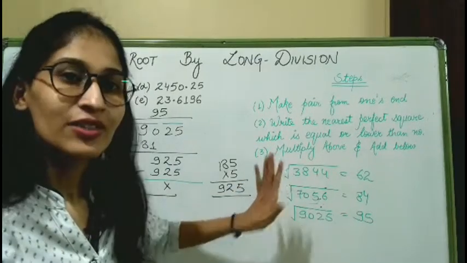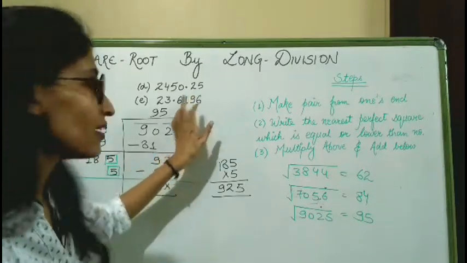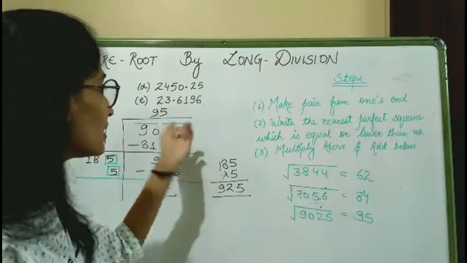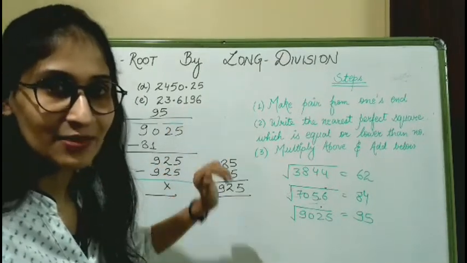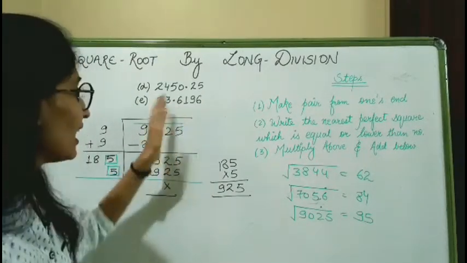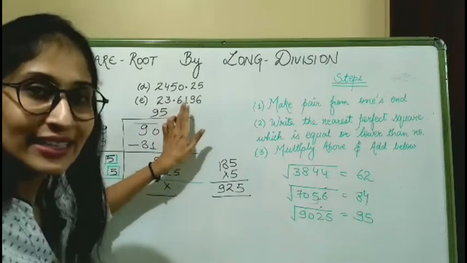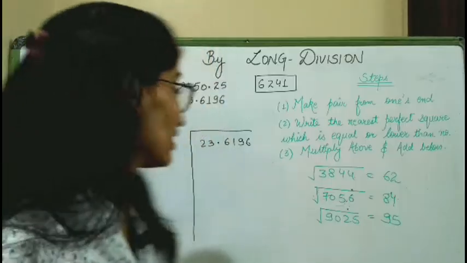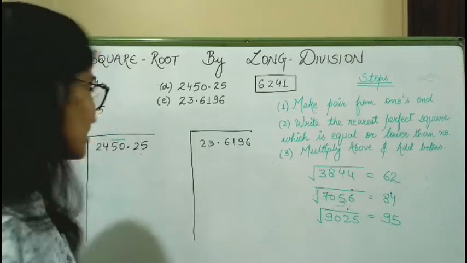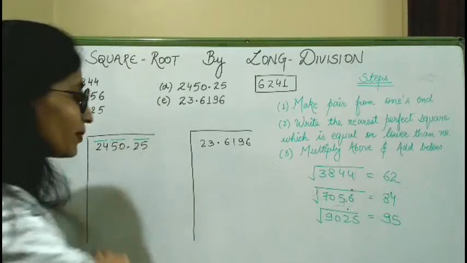Steps are same, just the difference is after the decimal we have to start making pairs from the first number. For example, my first pair here will be 61, second pair will be 96. Before decimals we are making pairs from the ones, and for the digits after decimal we have to start making pairs from the 1/10th number. So first number is 2450.25. Start making pairs. On the digits after decimal, the pair will be 25.